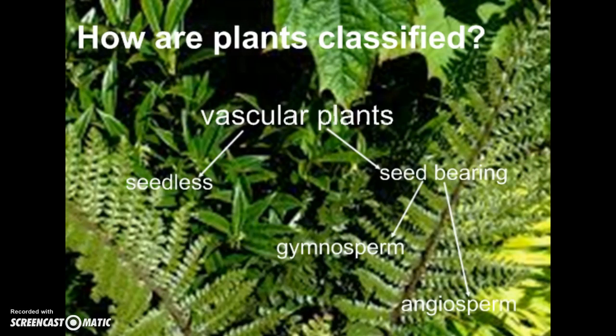Next, we will talk about vascular plants. These are ones with vascular tissues that allow them to grow tall and far off the ground. Those vascular plants are then divided into two categories, one being seedless, like ferns, and the other being seed-bearing, meaning that they produce seeds. Among the seed-bearing vascular plants, you will find gymnosperms and angiosperms. Both of these we will talk about in a following lesson.